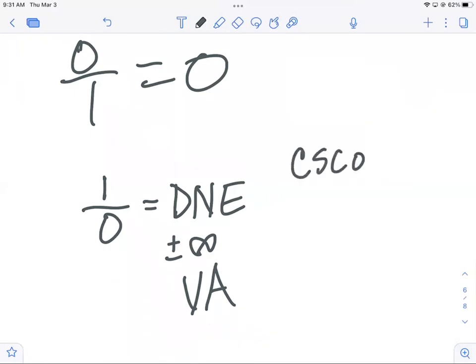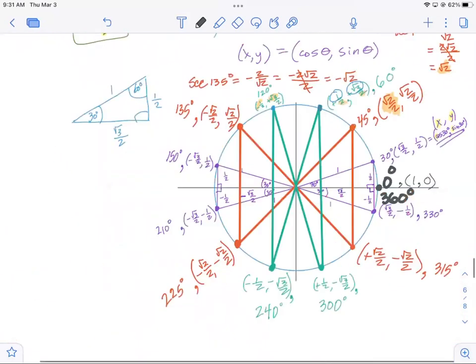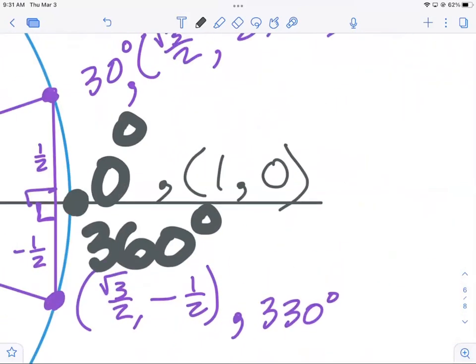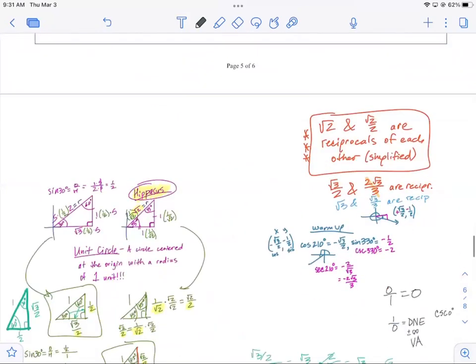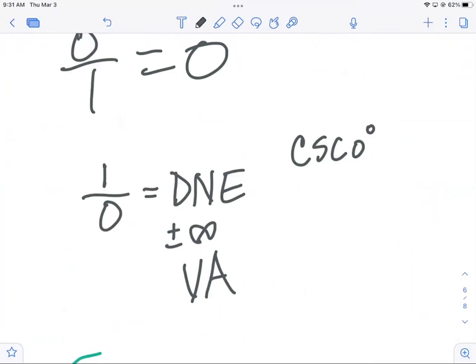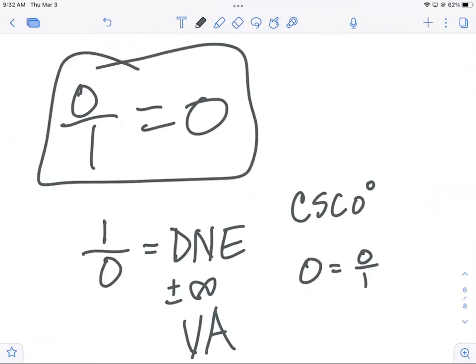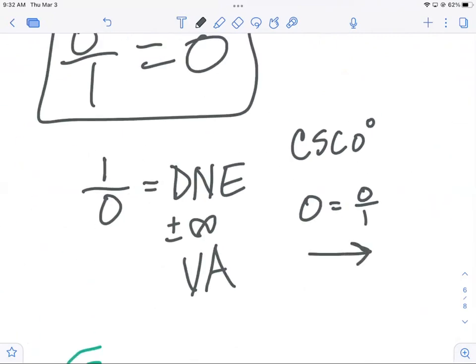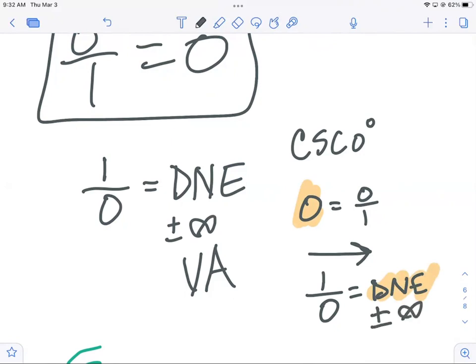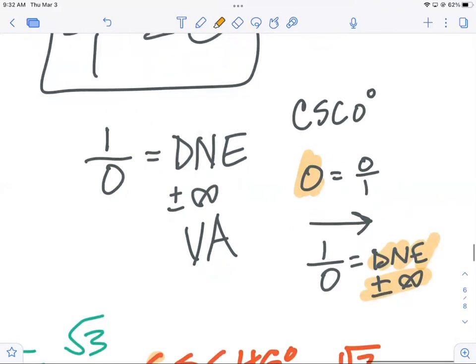And then we have this. What is the cosecant of 0 degrees? Well, cosecant would flip the y value, right? What's the reciprocal of 0? Well, let's see. Here's 0, which is equal to 0 over 1. We just said that up here, right? Still true. So now I have something to flip. If I flip it, I get 1 over 0, which is what? DNE. So what's the reciprocal of 0? Does not exist. And it's because it's some type of infinity.